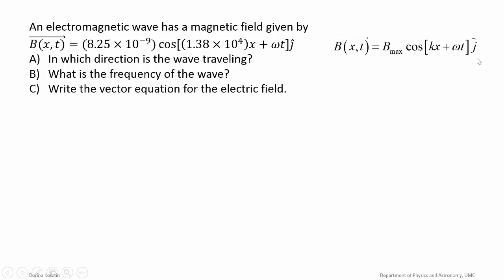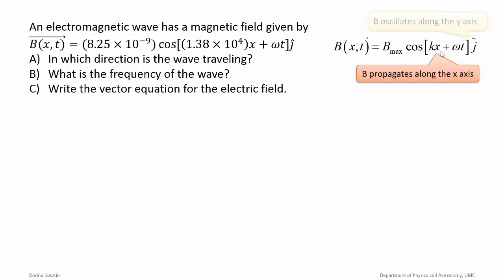And looking at this part, you have to realize that the magnetic field is traveling along the x-axis and it oscillates along the y-axis. Because the sign in the parentheses is positive, it means that the wave is traveling in the negative x direction.